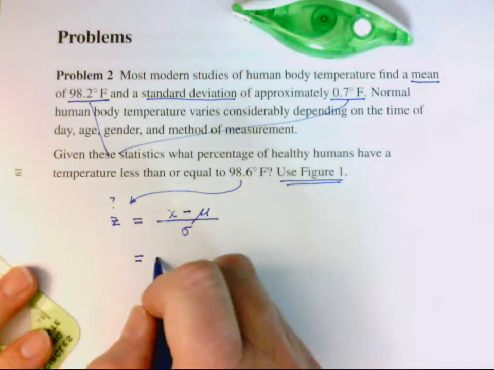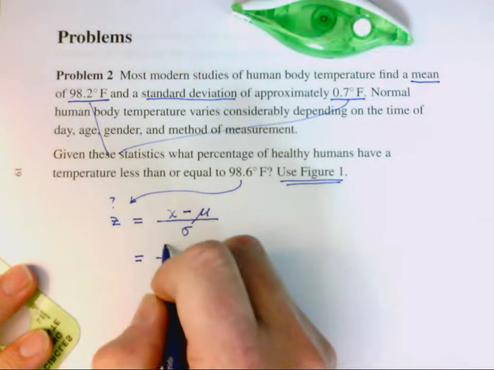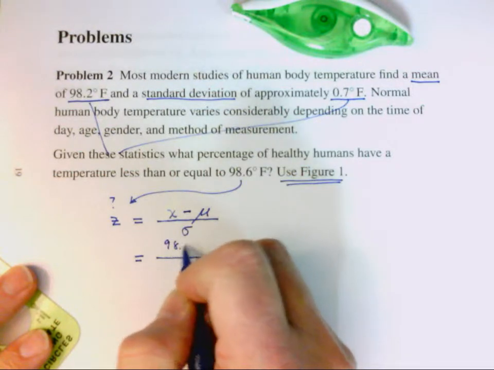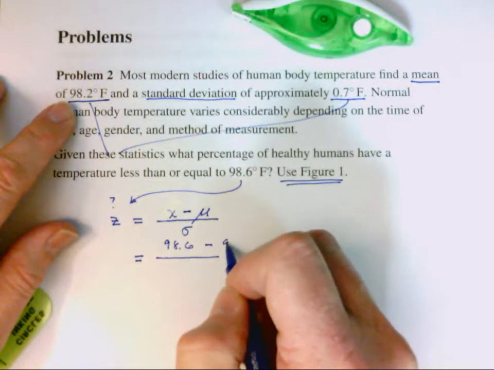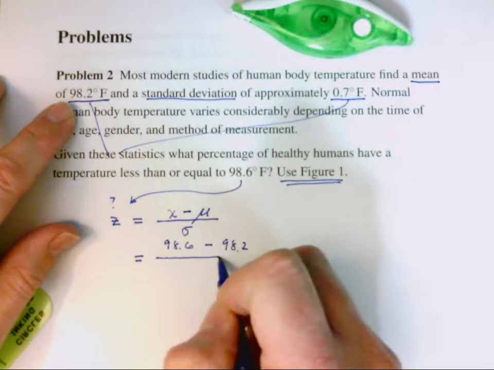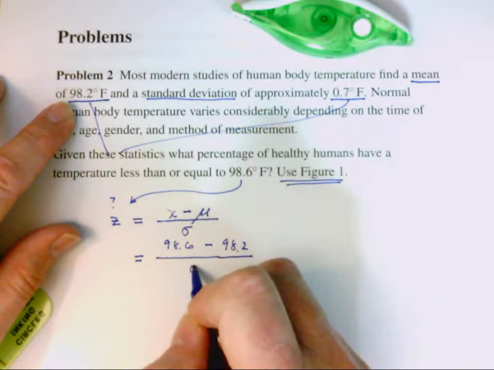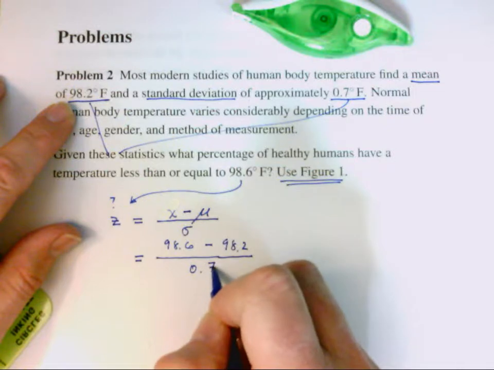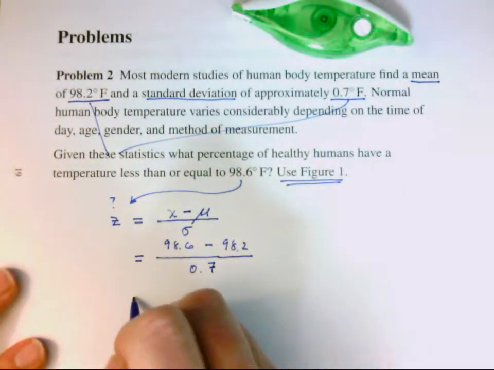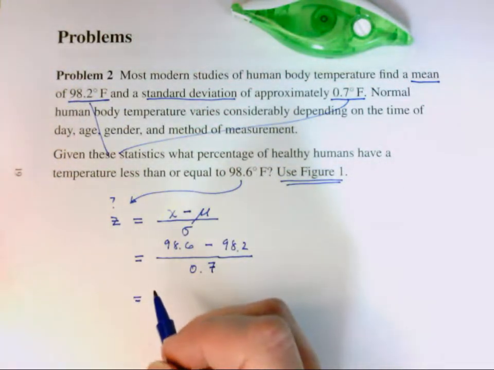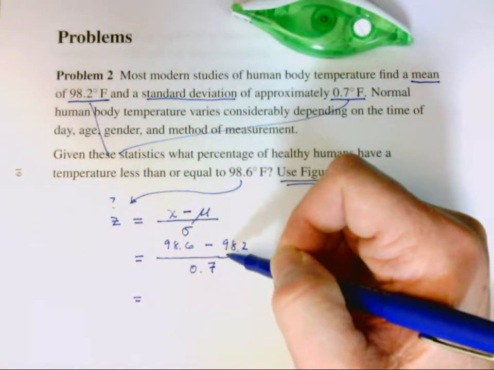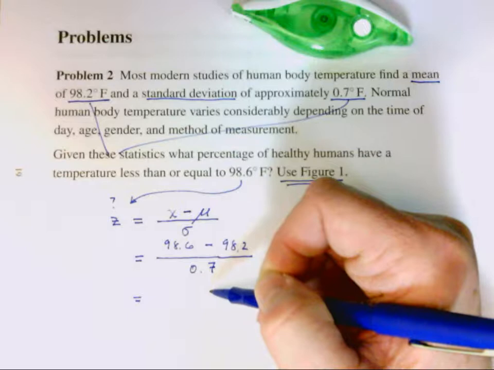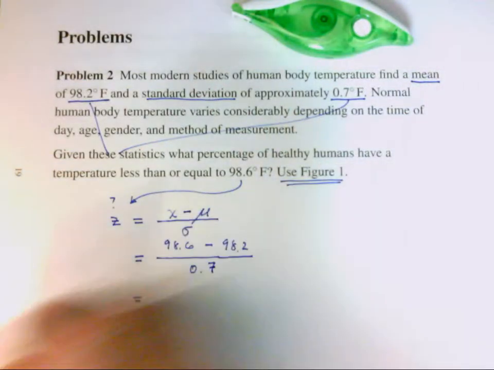So we have 98.6. We were told that the mean was actually 98.2, and the standard deviation was 0.7. So plug those all in. On a test, you would be writing down the formula, the substitution step, and the result that you get out of this.